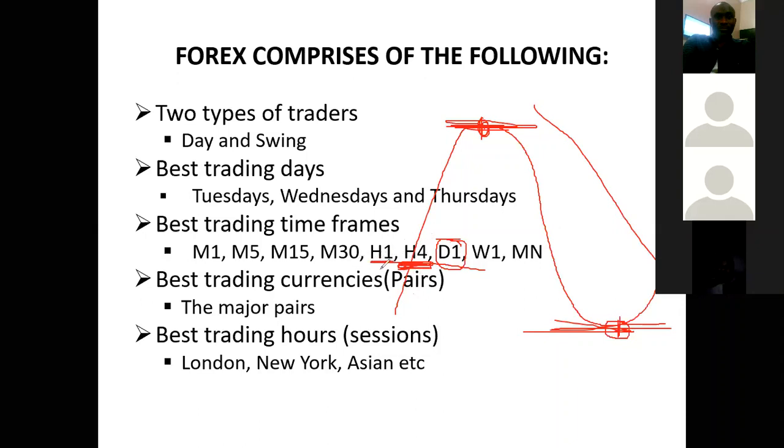Guys, I will teach you how to do all of this. We have it in this slide, and it's called top-down analysis, how to do your top-down analysis. So don't worry, you'll get all of this when the time comes. I just want to explain what it means. So those are the two types of traders.